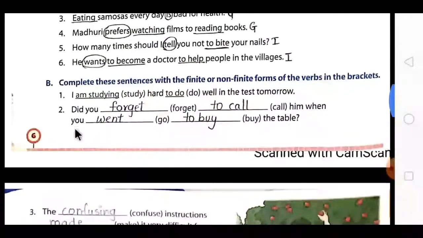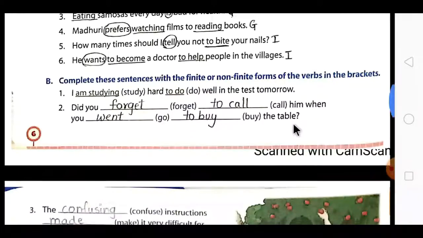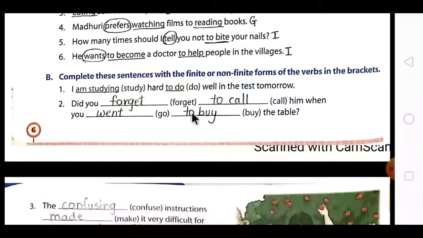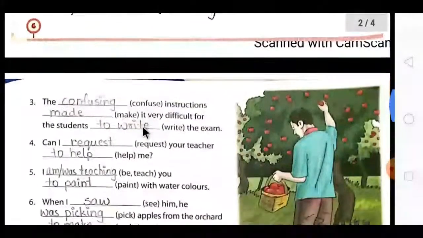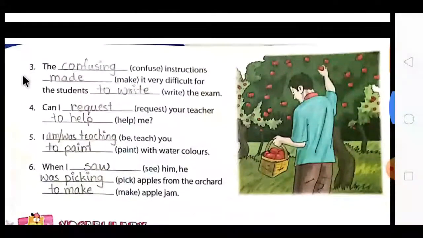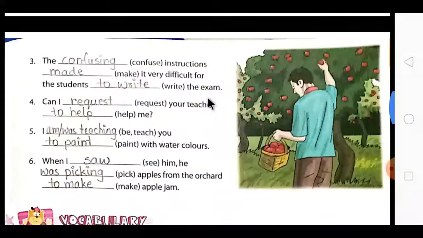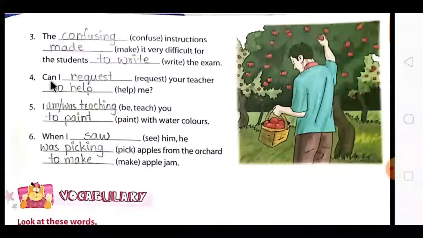Then the second one is, did you call him when you went to buy the table? Since it is present tense after did, the same word will come as it is. Now when is coming, it is showing the past form, so go will change to went. In this we have used the infinitive form. Then we'll move on to our third question, that is, the confusing instruction made it very difficult for the students to write the exam. Then the fourth one is, can I request your teacher to help me?